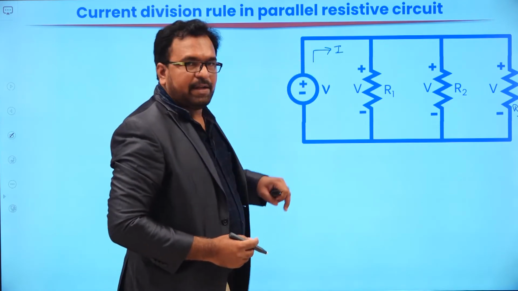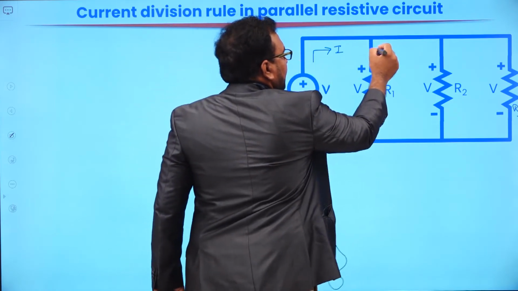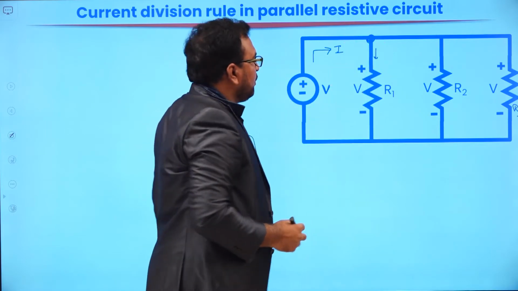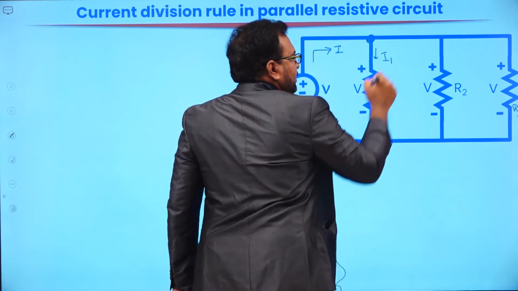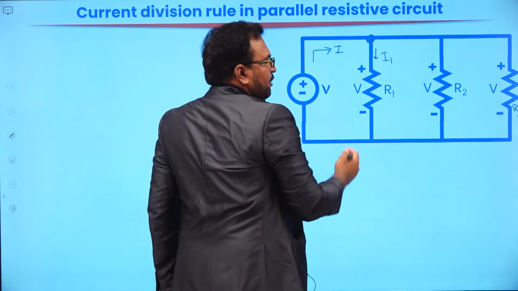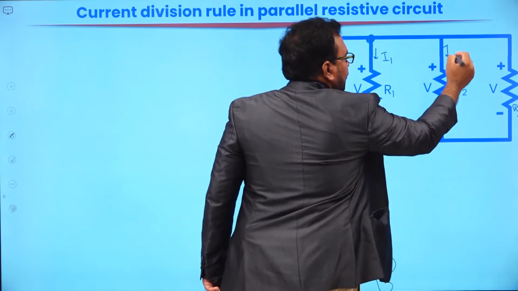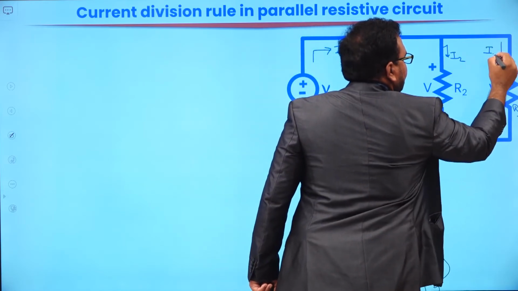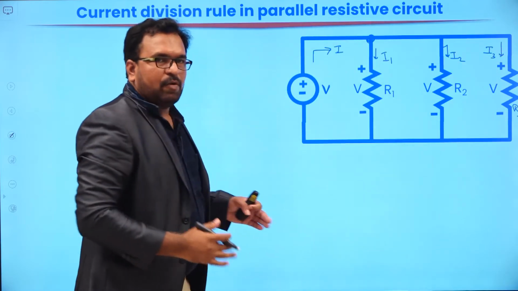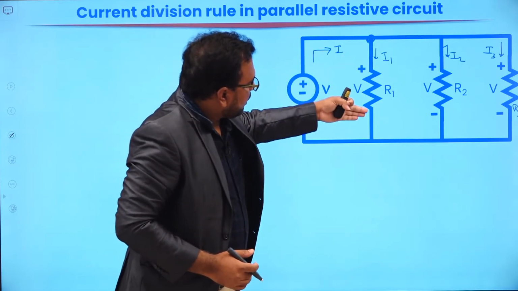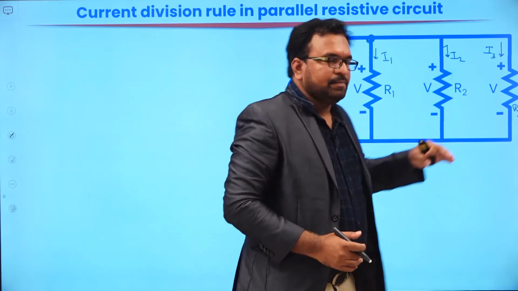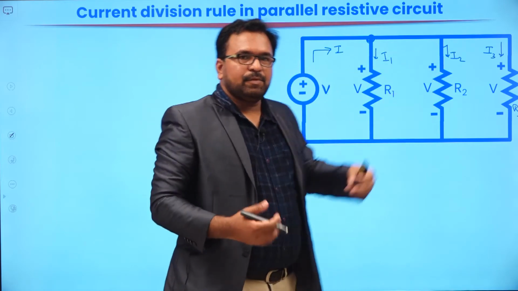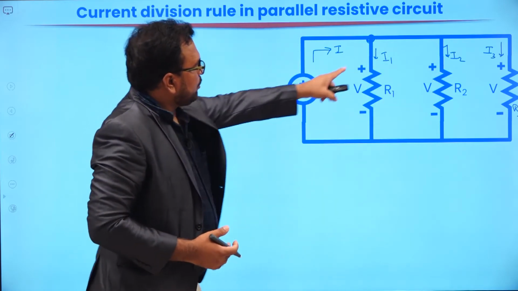And what about the current here? The current will divide. At this point, this is the junction point or node. The current is going to be divided at this junction point. Assume that the current through R1 is I1, the current through R2 is I2, and the current through R3 is I3. From Ohm's law, calculate the current through each resistor, because I, I1, I2, I3 are assumed variables.